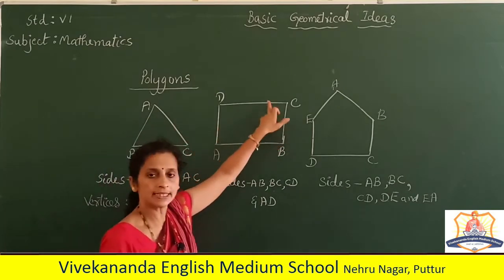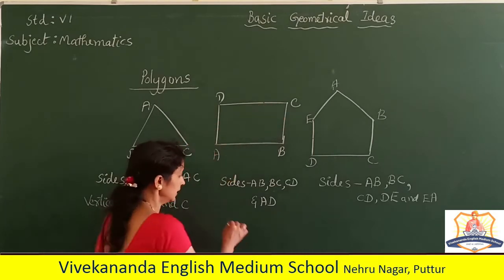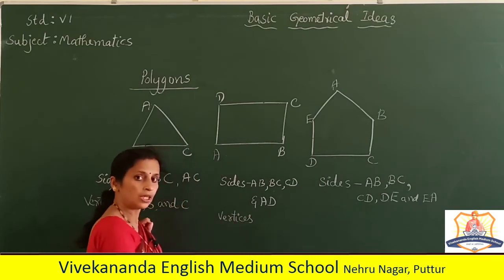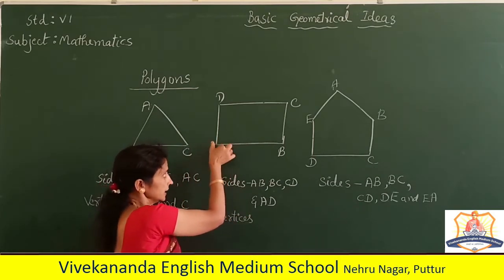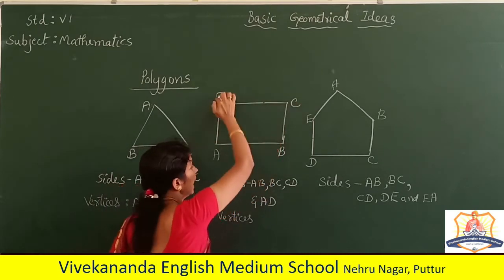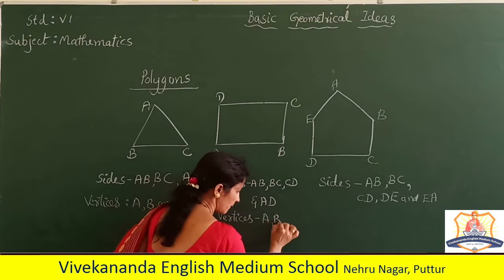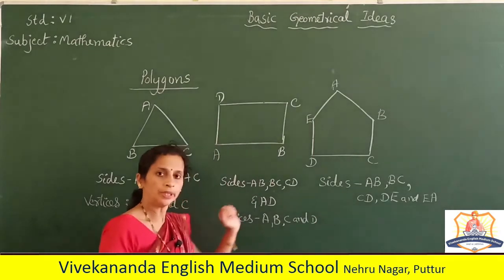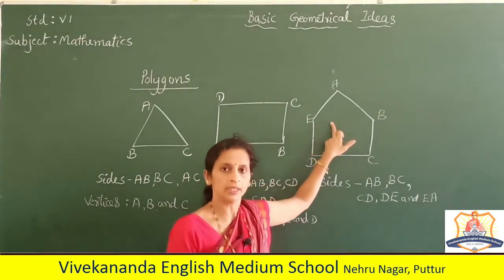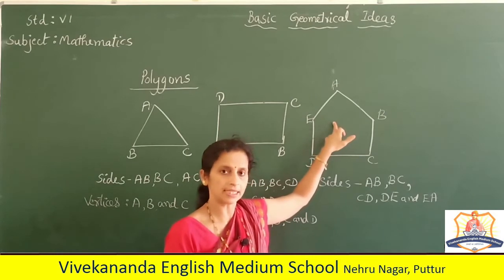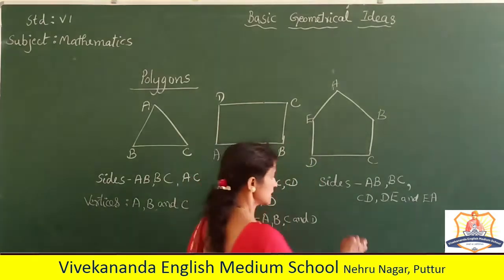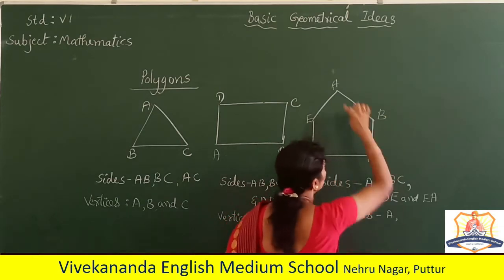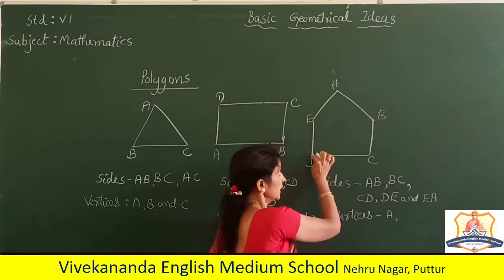And how many vertices can you see in the rectangle? Even in this rectangle you can see 4 vertices. Which are they? A, B, C and D. How many vertices are there for a pentagon? Very good. By observing the figure, you can say there are 5 vertices. So, the vertices of this pentagon are A, B, C, D and E.